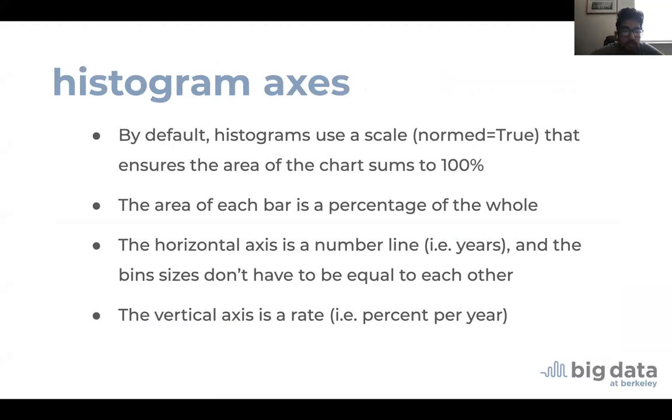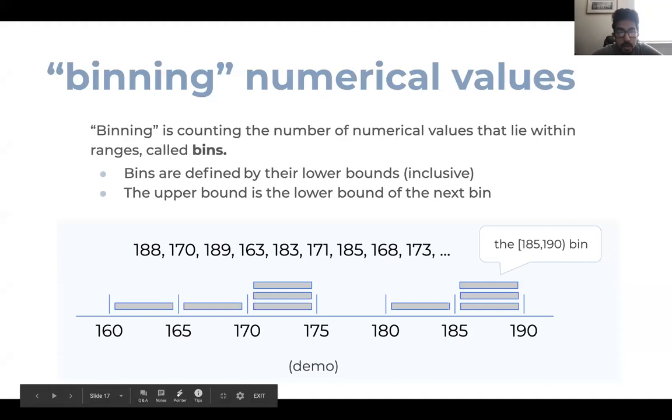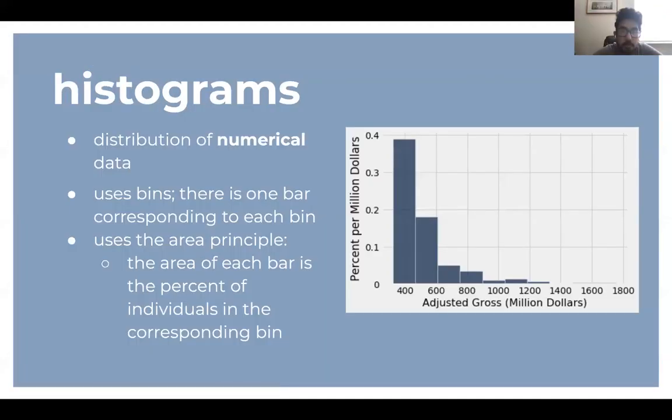Yeah. And then the vertical axis is a rate. So something like percent per year. In this one, you had percent per $1,000,000. So it's some sort of rate like that.